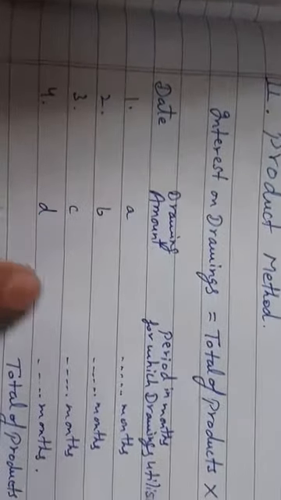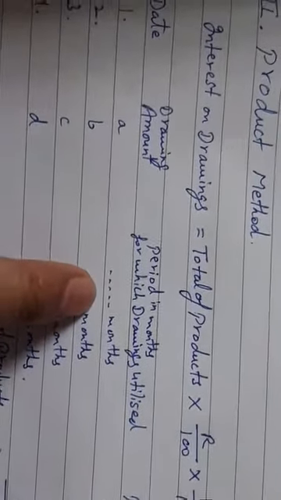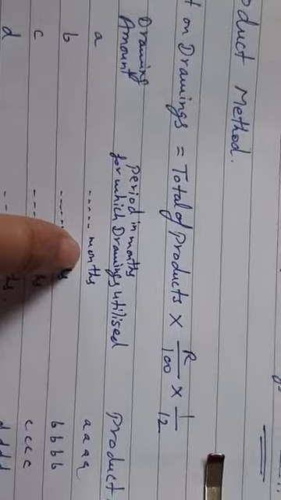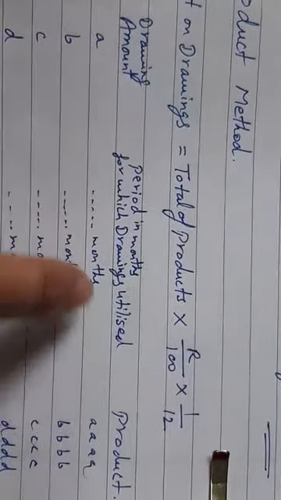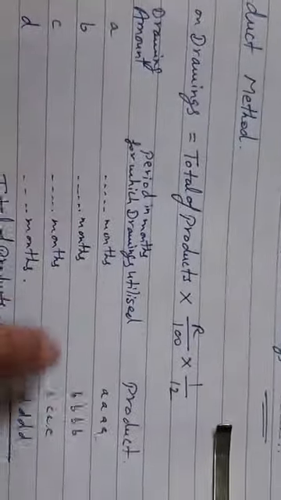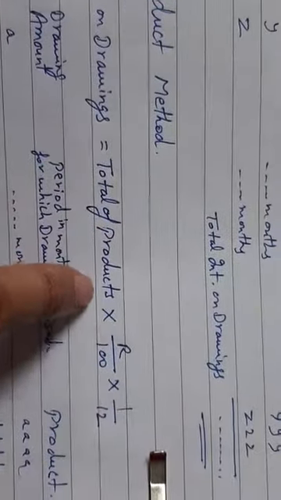One column for the date, that is 1, 2, 3, 4, say for example. Then amounts of drawings, A, B, C, D, say for example. Then the period in months for which the drawings have been utilized, say for example, 1 month, 2 months, 3 months, 11 months, 10 months, whatsoever. And then the product, that is to say the amount of drawing is to be multiplied with the period in months for which it has been utilized, and that product will find its place in the product column. Accordingly, it is to be done for each and every drawing, and at last you will get the total of the products.